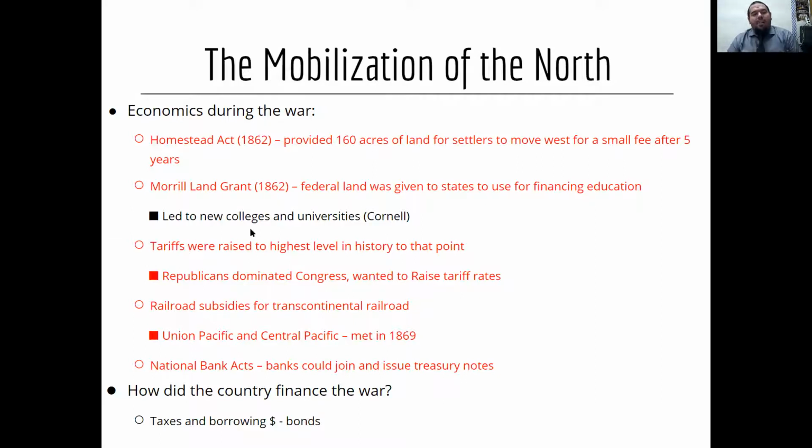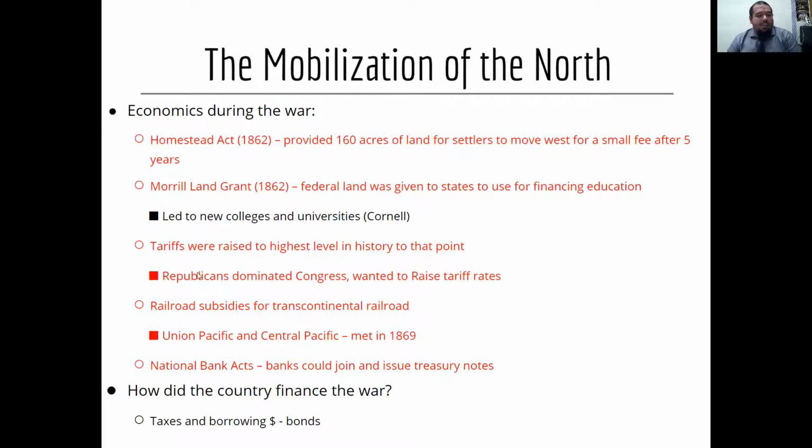Tariffs are going to be raised to their highest level in history to that point. Republicans dominated Congress, and so they wanted to raise tariff rates. Republicans always want to raise tariff rates. That's how you can figure it out.